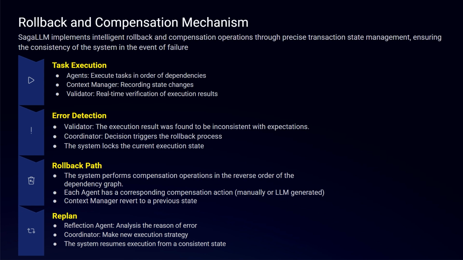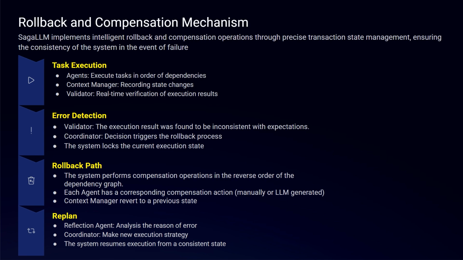So what are the details of the rollback and compensation mechanism? It contains 4 parts. The first one is task execution, which means it executes tasks in order of dependency, and the context manager records the state changes in the system. The validator performs real-time verification of the execution results, which means it needs to detect whether any errors are found in this process. For error detection, the execution result is found to be inconsistent with expectations. Then the coordinator triggers the rollback process and locks the current execution state.